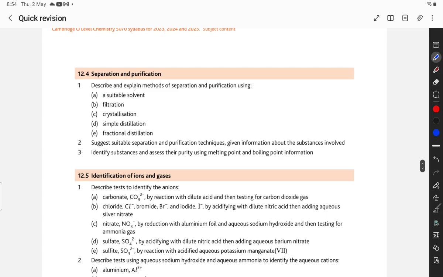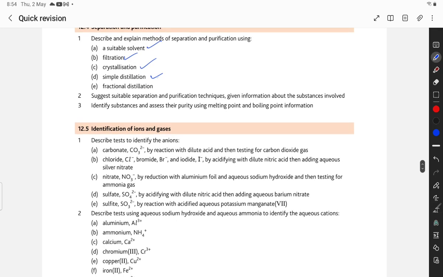Separation and purification. Describe and explain methods of separation and purification using a suitable solvent, filtration, crystallization, and simple distillation. In simple distillation, two substances are separated, like water from copper sulfate solution. Water has the lower boiling point, so it distills over first, leaving behind copper sulfate solid. Similarly, fractional distillation is used for crude oil and for two liquids with different boiling points.